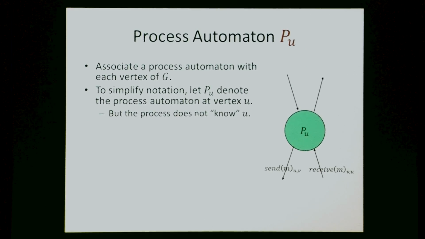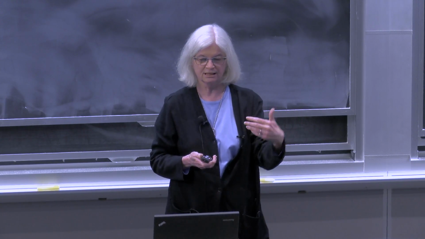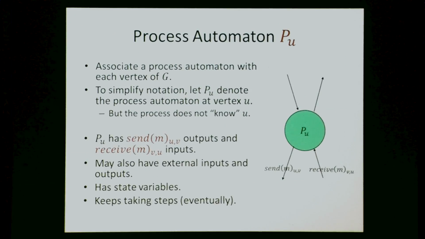Okay, so we have these process automata, we have these channel automata. Now we want to build a system. We paste them together. Okay? So how we paste them is just we have outputs from processes that can match up with inputs to channels and vice versa. If a process has a send output, let's say send from U to V, that will match up with the channel that has send UV as an input. And the receive from the channel matches up with the process that has that receive as an input.